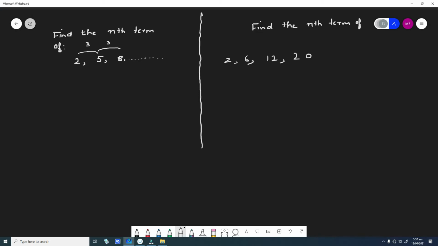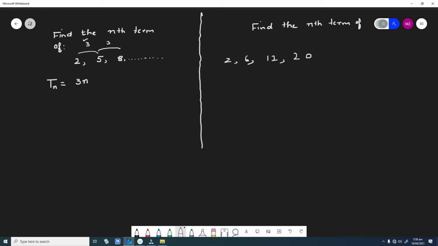So in order to calculate the nth term, that may be denoted by Tn, you need to just take the common difference. What is the common difference? That is 3. And you need to multiply this common difference by n because you are finding the nth term. So you need to multiply this by n. And then you need to either add or subtract some number so that when you put the values of n, you will get these terms.